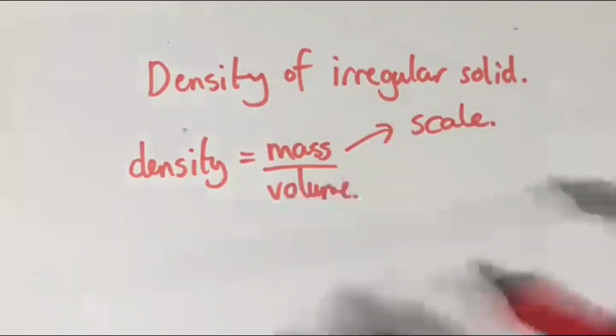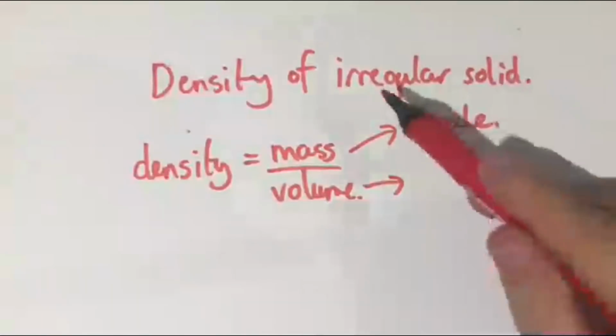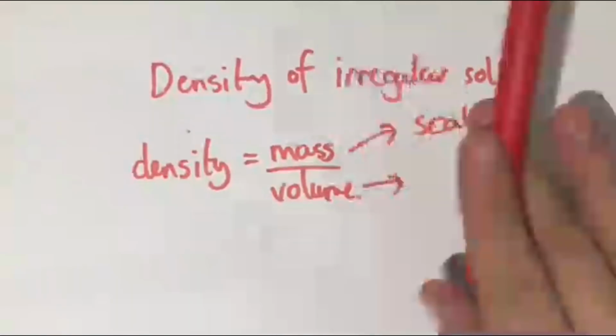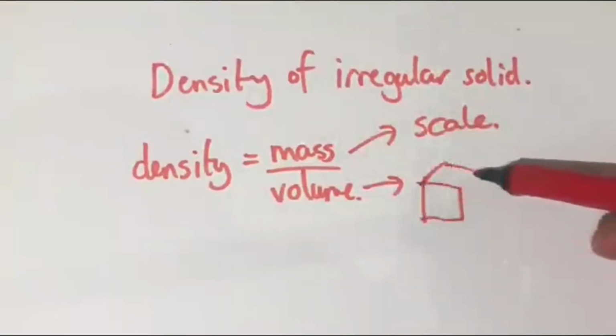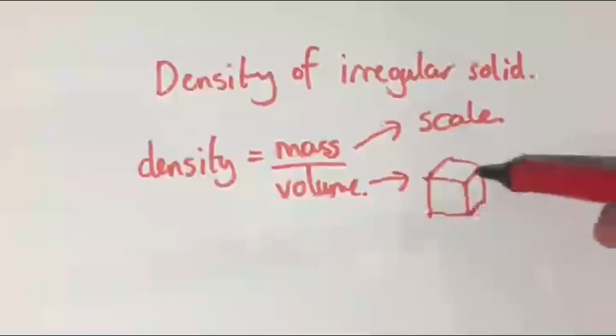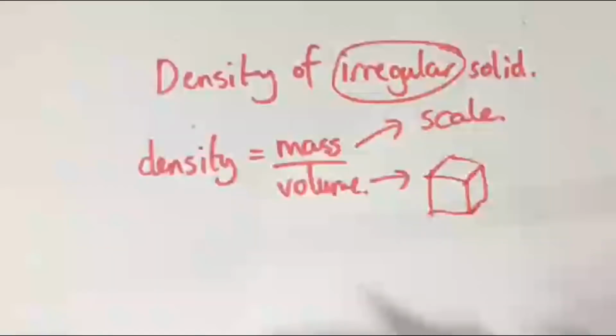Volume. Okay. Now volume, if it was a nice block, it'd be really easy because I'd measure the sides of it. So if it was a cube, I can measure it and do it like that. But notice how this is the density of an irregular solid. So that means it's not nice. So you have to use a couple of snazzy ways of doing this.